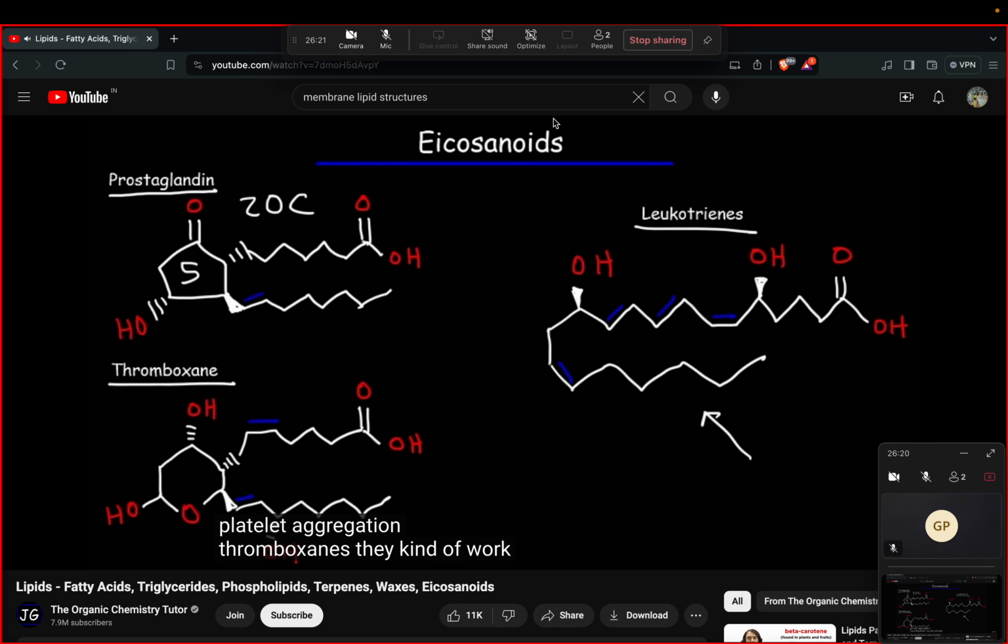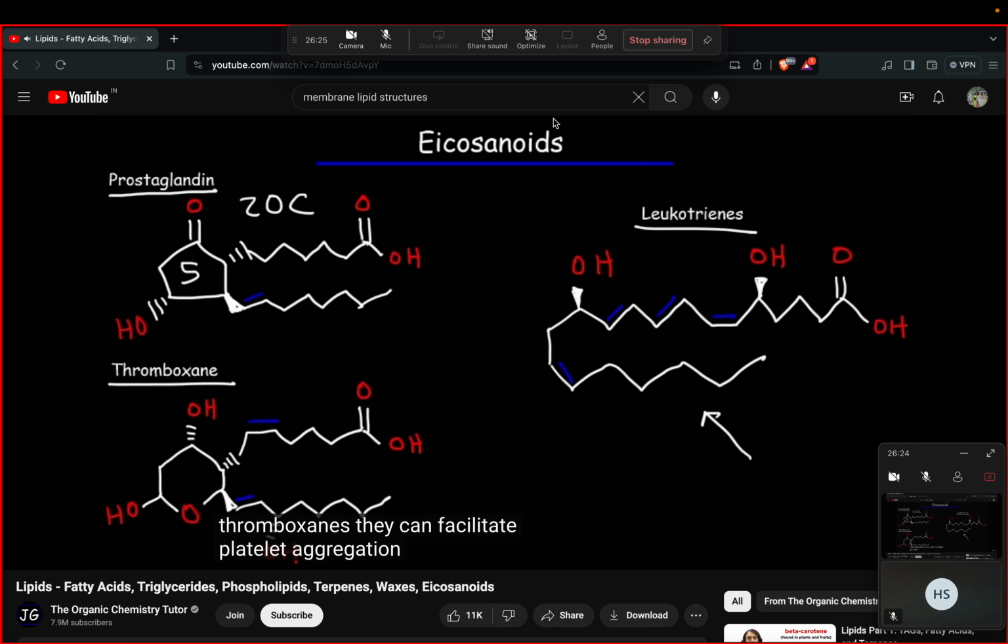Thromboxanes kind of work in reverse. Thromboxanes can facilitate platelet aggregation. They have a role in clot formation. And in addition, they work as vasoconstrictors, which means they can make the blood vessel smaller. They can cause it to be more narrow. Leukotrienes are like signal molecules. They serve as inflammatory mediators. So those are some of the functions of these 3 types of eicosanoids.